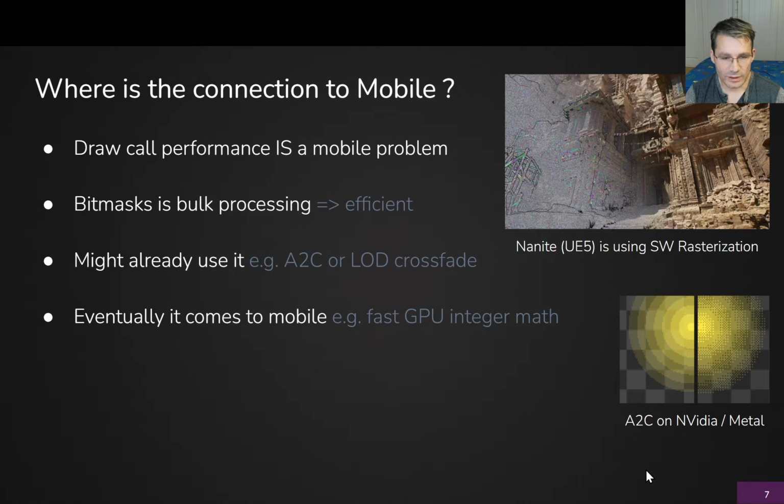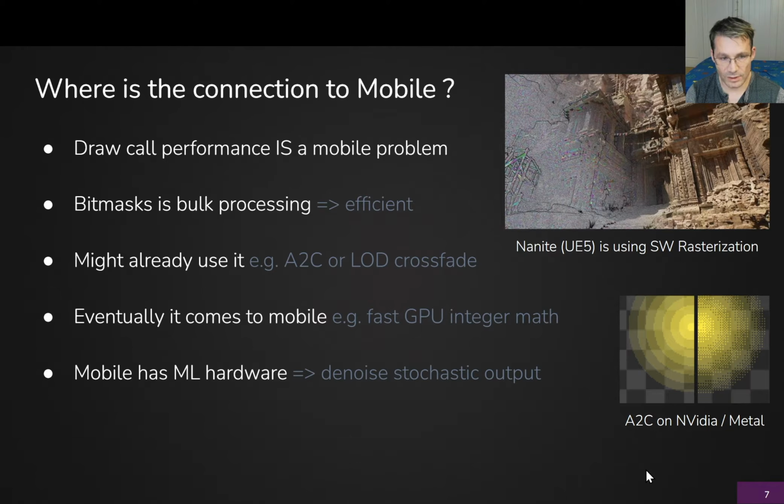So I believe everything comes eventually to mobile. Fast GPU integer math is probably needed for this one. Maybe more GPU-driven rendering features, maybe atomics. There's a lot of things that maybe haven't reached some mobile yet, but I think it can come. Why not? In fact, a lot of stuff has reached mobile even faster.